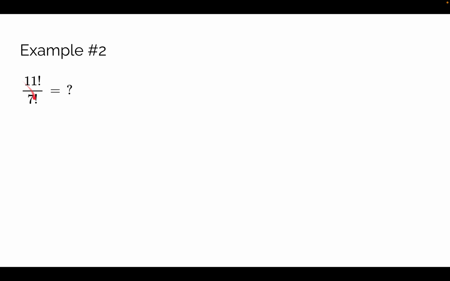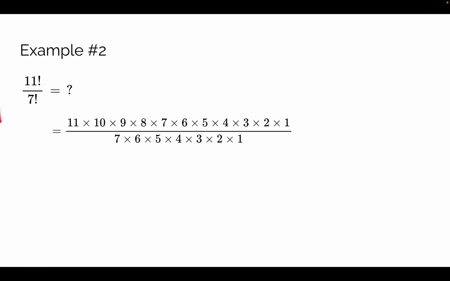And then let's just look at the denominator. So the denominator is 7 factorial. So what is 7 factorial? 7 factorial is 7 times 6 times 5 times all the way to times 3 times 2 times 1. So if we put that together, 11 factorial over 7 factorial looks like this. 11 times 10 times 9 times all the way to times 2 times 1, and 7 times 6 times 5 times all the way to times 2 times 1.